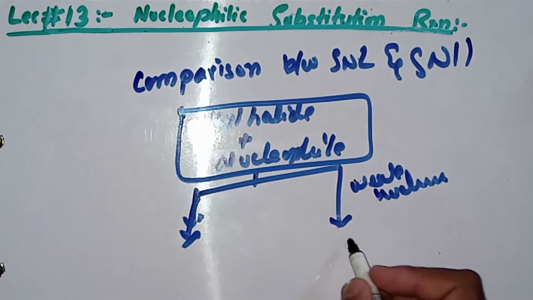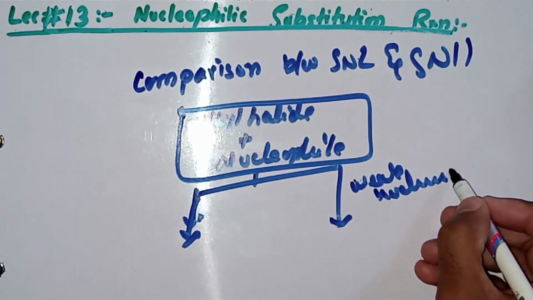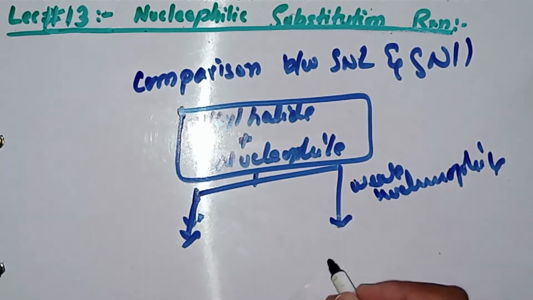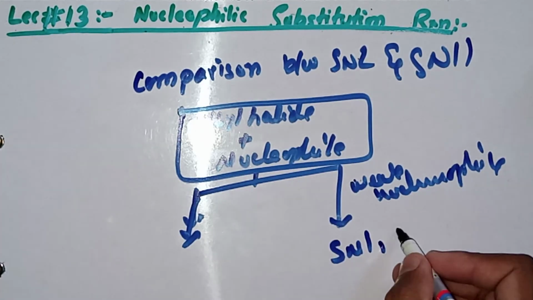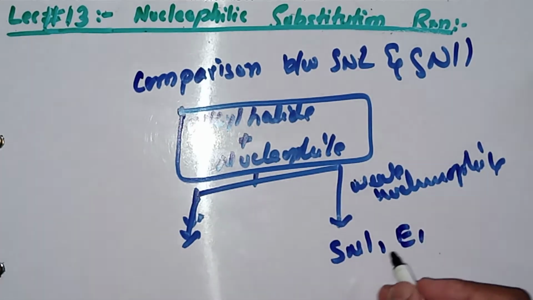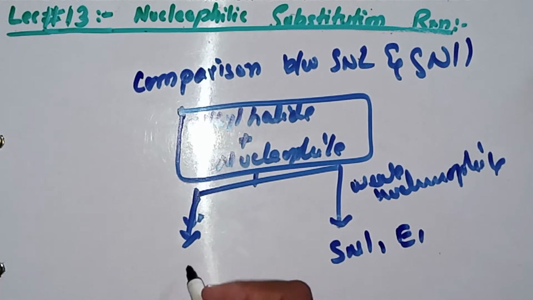It will undergo Sn1. When there is a weak nucleophile, it will undergo Sn1 reaction. You should remember that. It may also undergo E1 reaction. So it may undergo Sn1 reaction or it may undergo E reaction. E means elimination reaction and E1 means unimolecular elimination reaction.